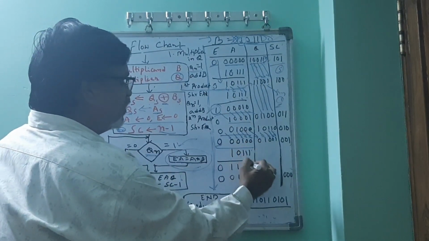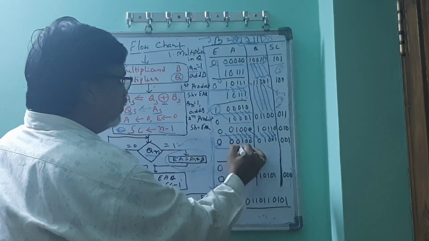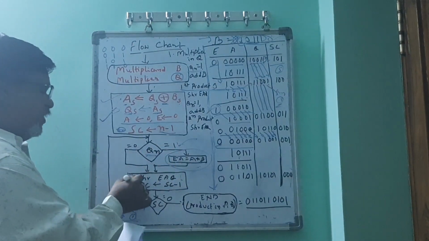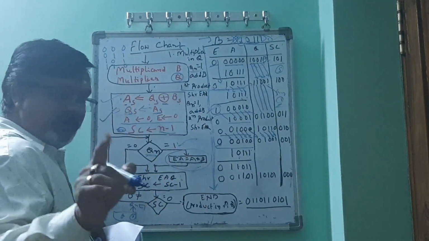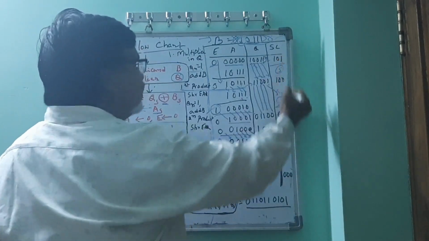So 0 plus 1 is 1, 0 plus 1 is 1, 1 plus 1 is 1 0. So this is 1, 0 plus 1 0 0. Okay. After that we need to again perform the operation. Every time we shift right, the SC is decremented by 1.